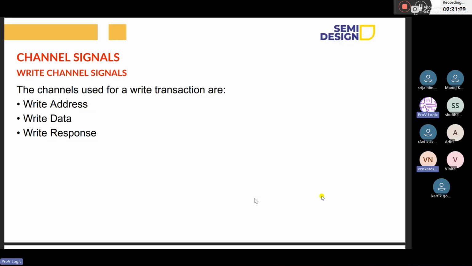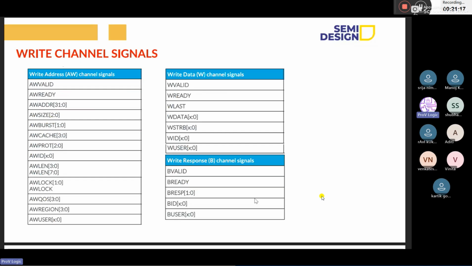Okay, so the write channel. Write channel means there is a write address, write data, and write response. See here, all the signals. How many signals are there in the write address? These are the different signals. First of all, the valid signal, AW valid. The write address will be indicated with AW.